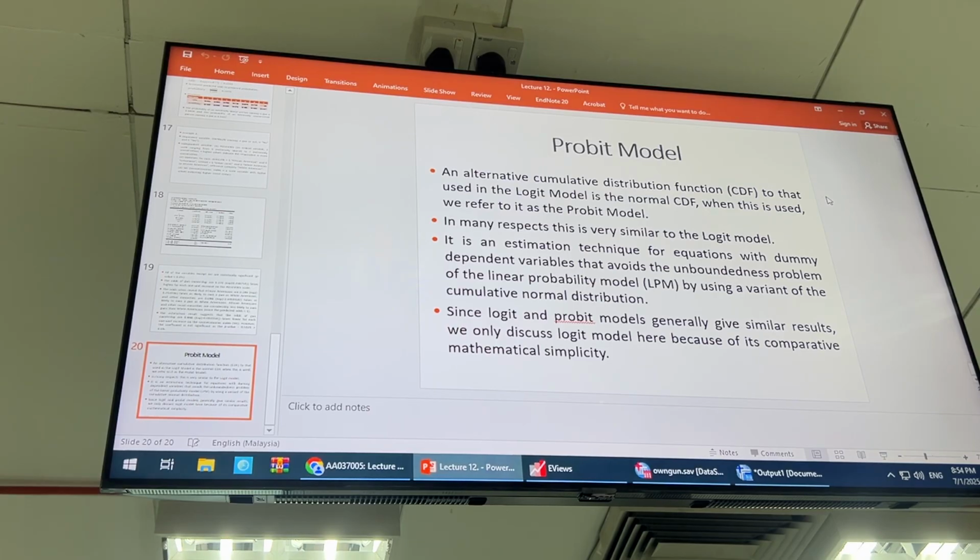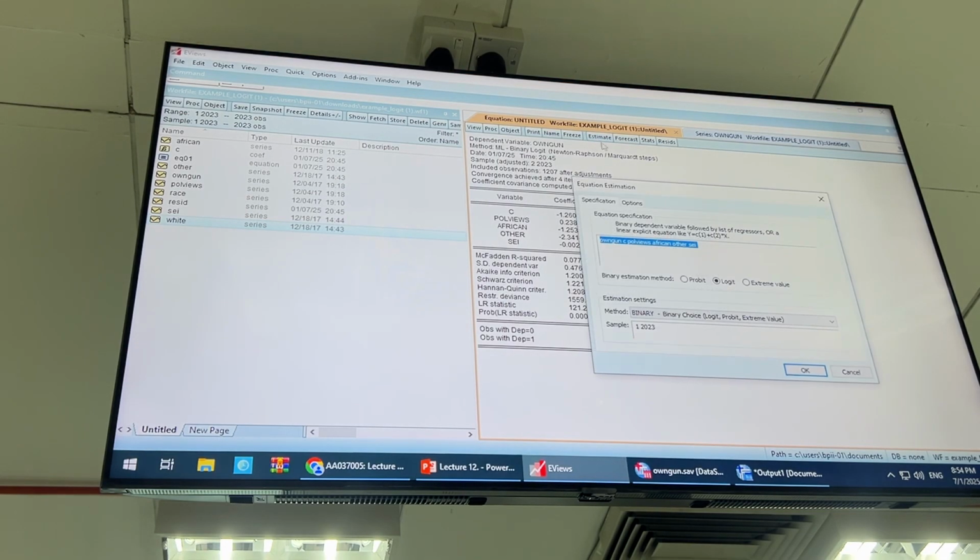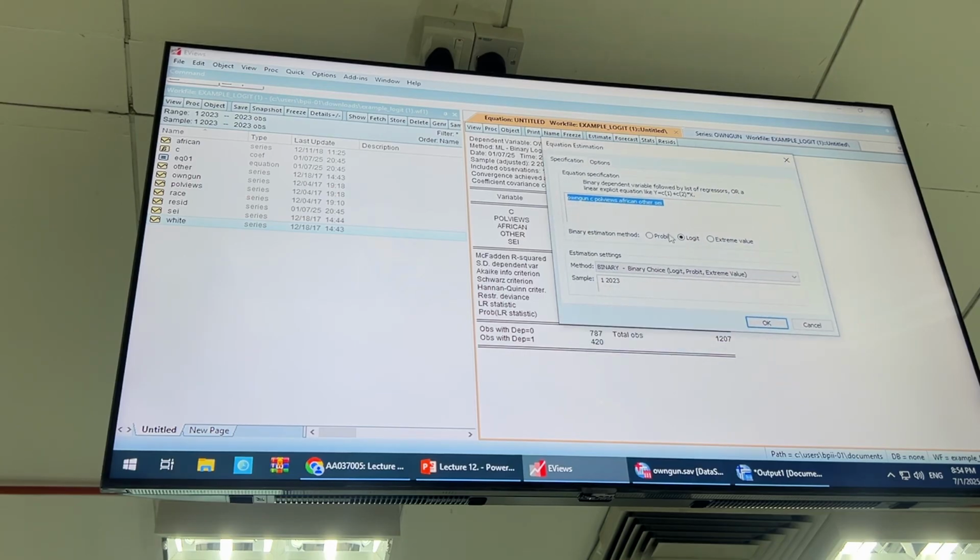However, since the logit and probit models generally give similar results, here we just discuss the logit model, but you can explore. If you use the logit just now, you can just select probit to estimate. But the way to calculate the probability is, as I mentioned before, more tedious. If you select probit, then you get probit. But I think in this lecture we just cover the logit model.